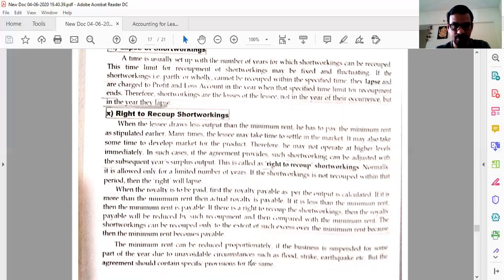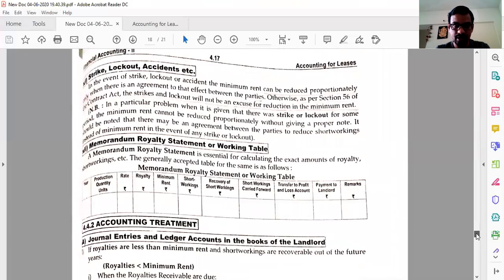Normally, it is allowed only for a limited number of years. If the short working is not recovered within that period, then the right will lapse. Therefore, this kind of right is given to the lessee, and in the meantime, the lessee has the right to recoup the short working.